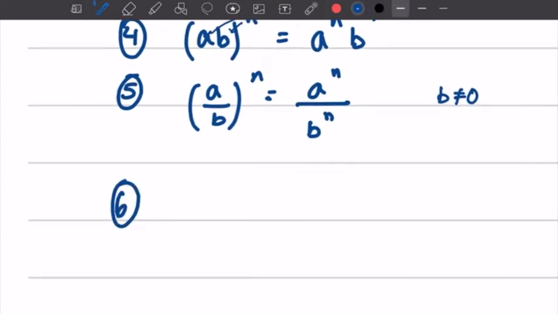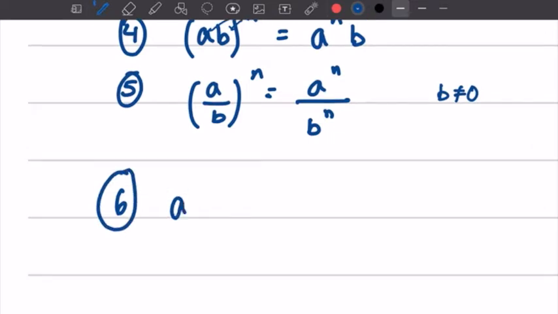Sixth law is when you have something to the power of 0. All this means is 1. This is what something to the power of 0 is defined as. For example, 2 to the power of 0 is defined as 1. Anything to the power of 0 is defined as 1. Keep in mind, a cannot equal 0.